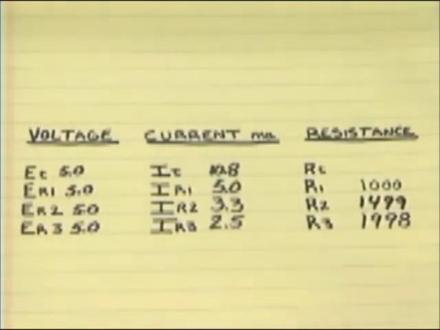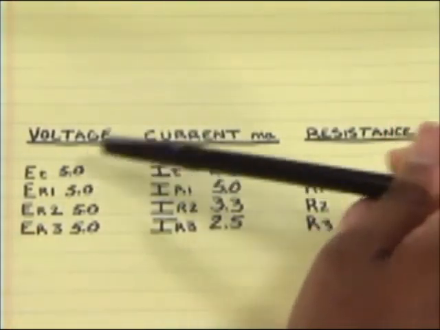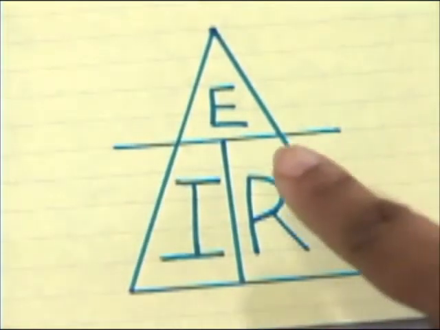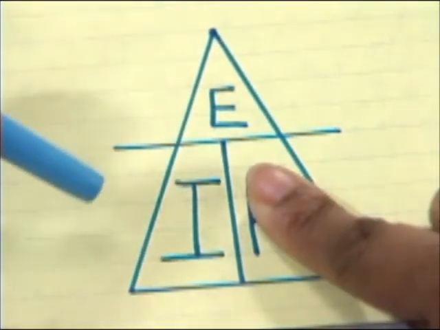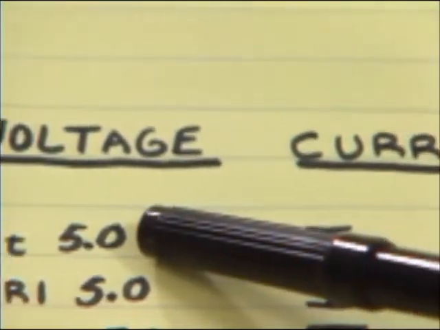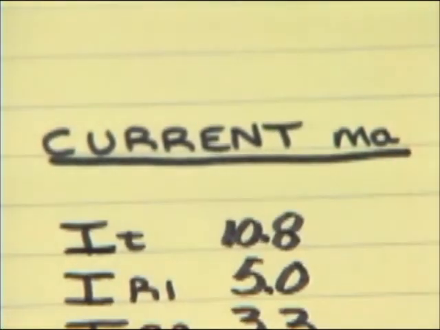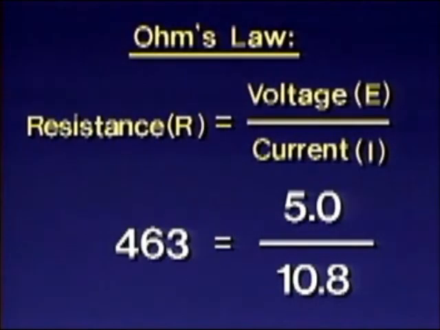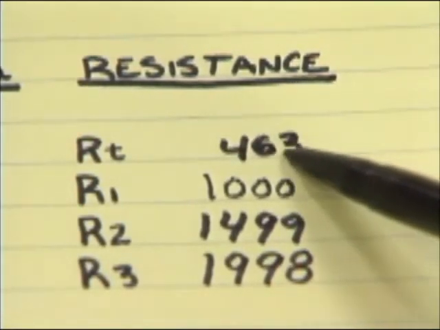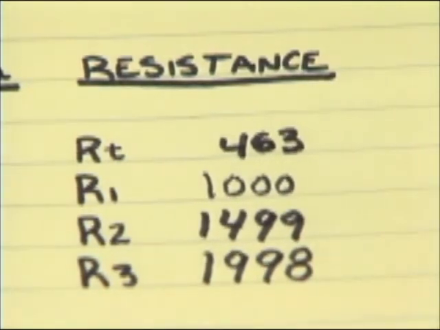Now that you know the total current and the total voltage, you can use Ohm's law again to determine the total resistance. By covering R, you find that R is equal to E divided by I. In this case, the total voltage, 5.0 volts, is divided by the total current, 10.8 milliamps, to give you the total resistance of 463 ohms when rounded. Record 463 for RT.